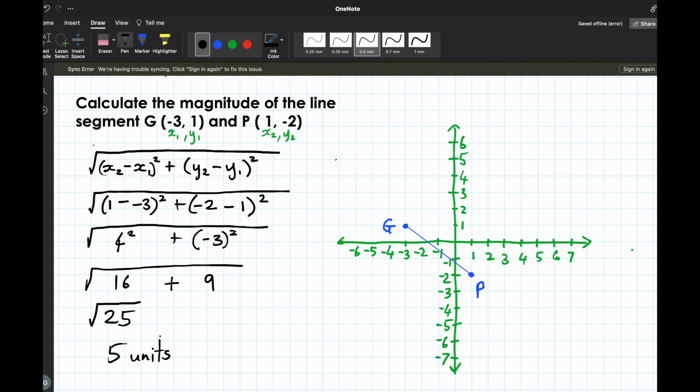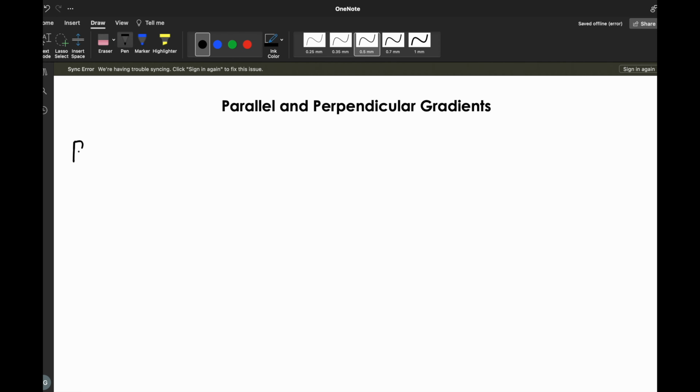Now we're going to talk about parallel and perpendicular gradients. The first thing we want to talk about is parallel lines. What do you know about parallel lines? They can't touch. They're the same distance apart throughout. Based on that premise, what do you think would be the gradient of two line segments that are parallel? Would it be the same? Would it be different? What do you think?